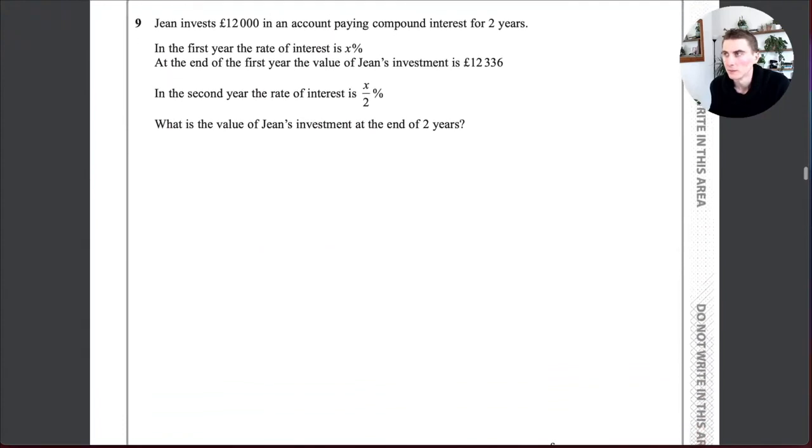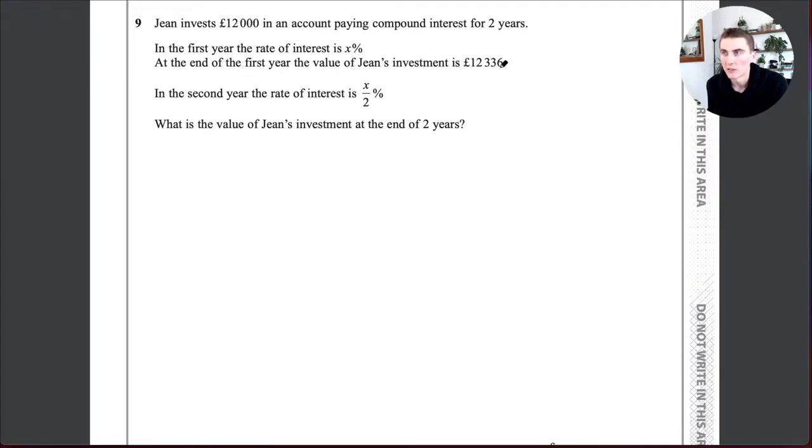Okay, so number 9. This says that Jean invests £12,000 into an account paying compound interest for 2 years. Remember, compound interest is the one where you earn interest on your interest, not just on the initial money that you put in. And it says in the first year, the rate of interest is X%, so some unknown percentage, we don't know. At the end of the first year, the value of her investment has gone up to this.